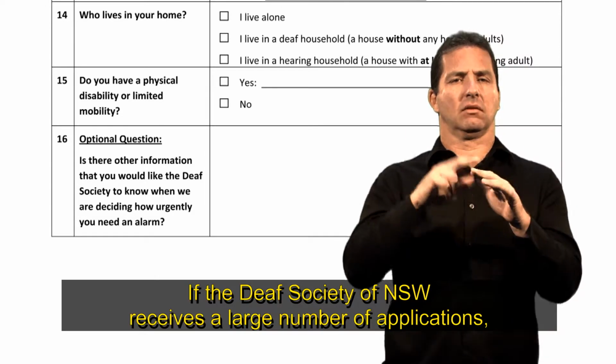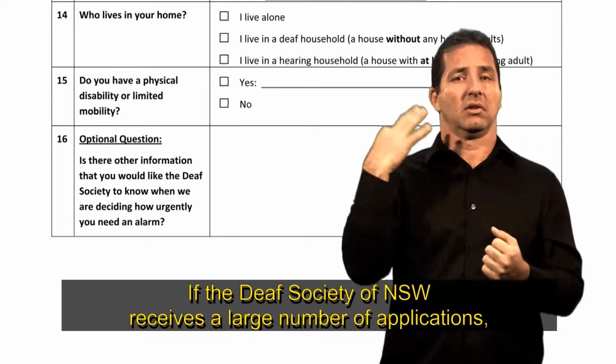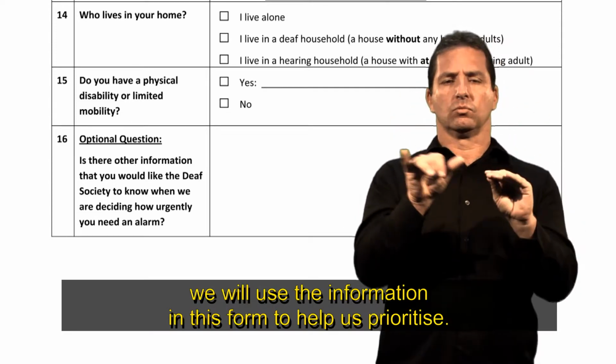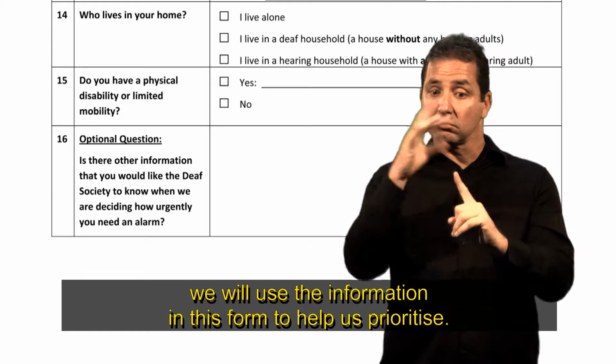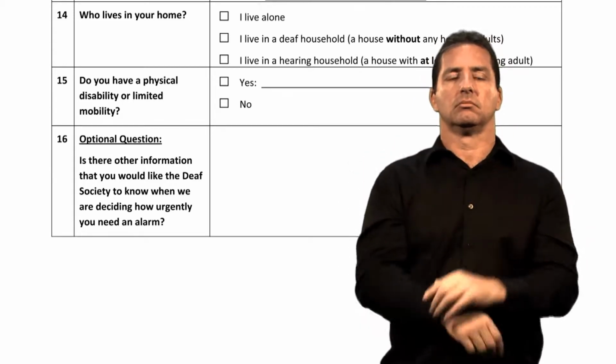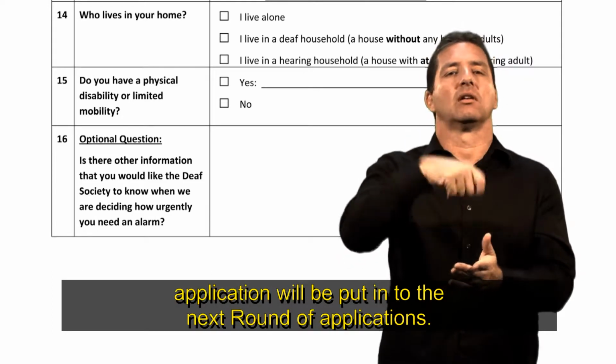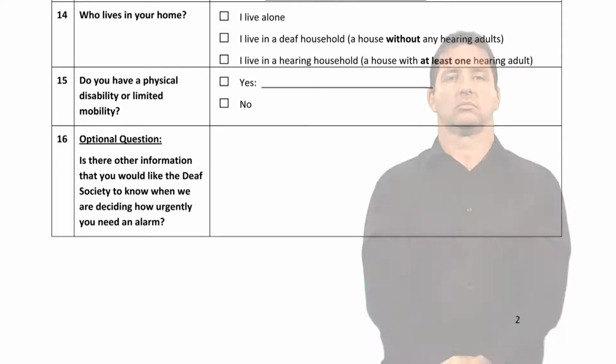If the Deaf Society of New South Wales receives a large number of applications, we will use the information in this form to help us prioritise. If you are not selected in this round, your application will be put into the next round of applications.